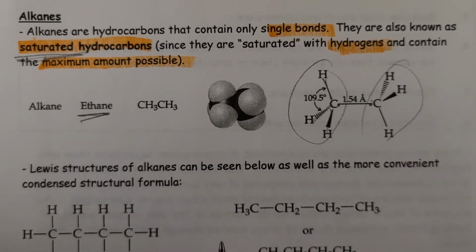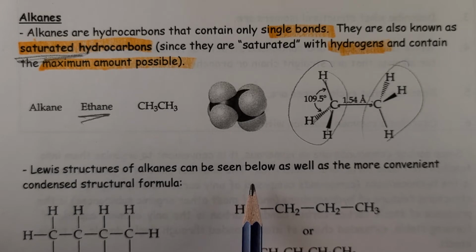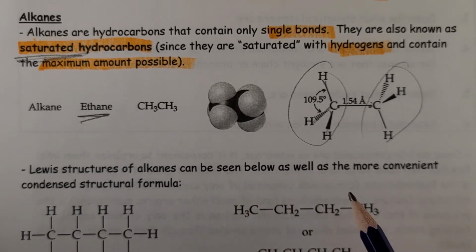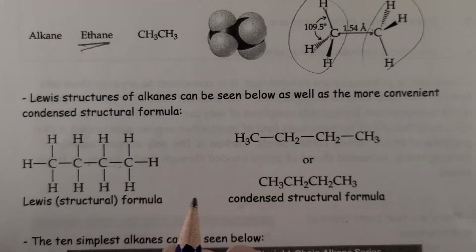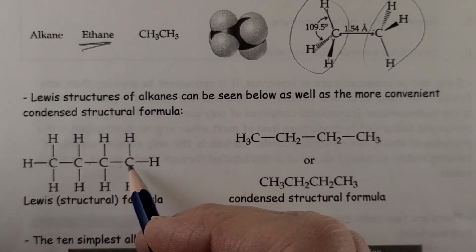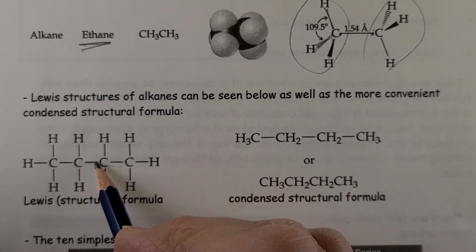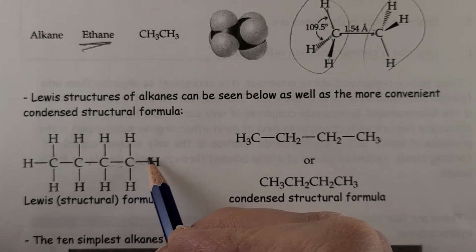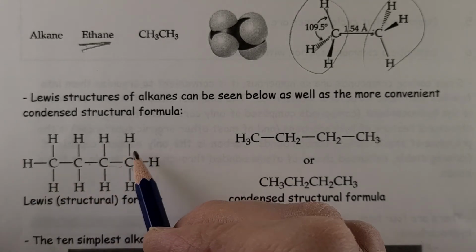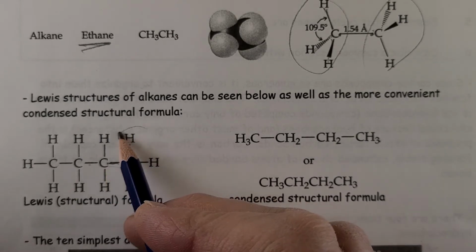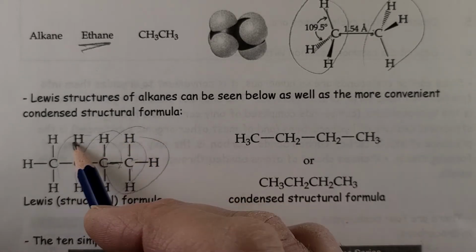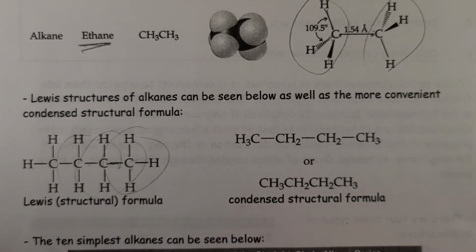carbon-carbon, and the H's. Lewis structures of alkanes can be seen below, as well as the more convenient condensed structural formula. So if I look at 4 carbons bonded to each other, methyl, ethyl, propyl, this is butane. So carbons bonded to each other, and then just looking at what's left over here for each carbon. So that every carbon is sharing 1 electron to gain 1. So you can see share all of these. There's 4 bonds with each of the 4 carbons.